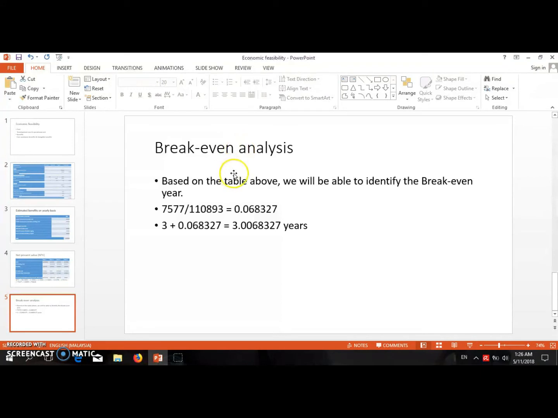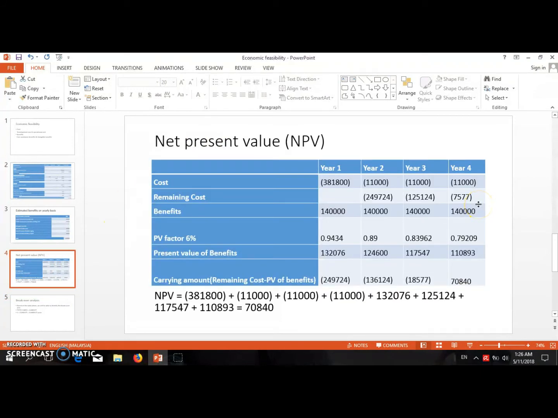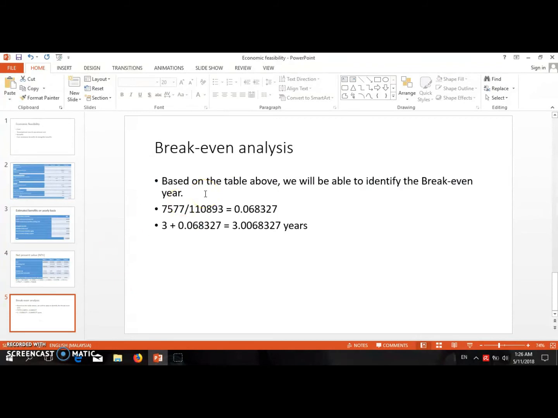Last but not least, the method will be break-even analysis. To calculate the break-even, we have to base it on the table above. We can see that the system will break even between year 3 and year 4. To calculate it, we will divide 7,577, which is the remaining cost, by 110,893. So we will get 0.068327. We then add this figure to 3 years. At last, we get the break-even year of 3.0068327 years.